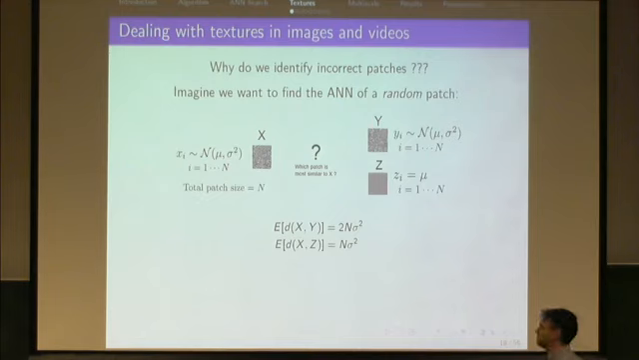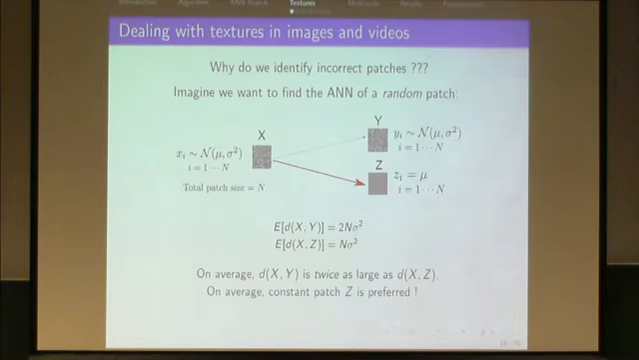It means that on average, this distance is twice as large as this one, and on average the constant region will be preferred. You would have to be very lucky to find a realization of your white noise which is exactly the same as what you're looking for. You should look at a very, very large region, with a lot of examples, to have a chance to find a good correspondence which has exactly the same characteristics, more than just the deviation to the mean.